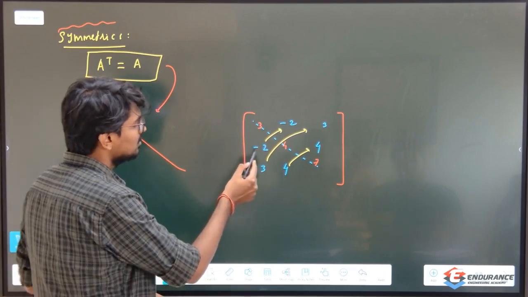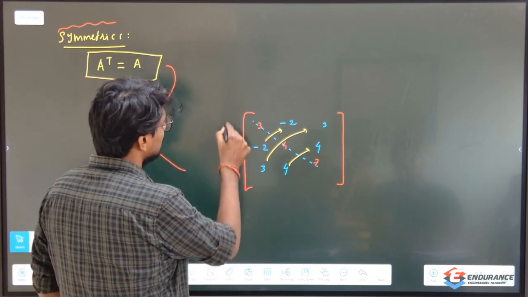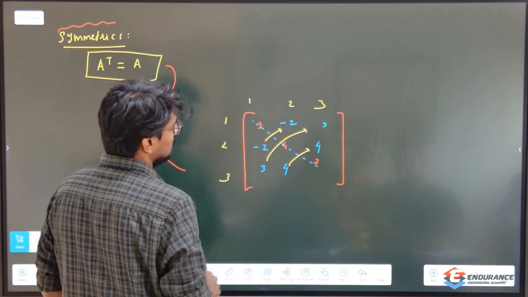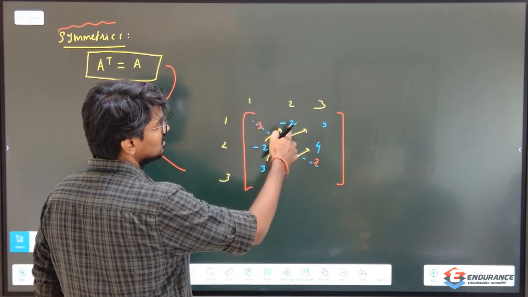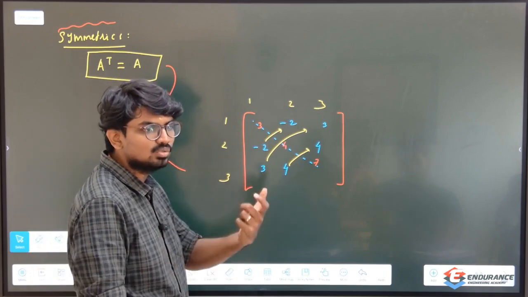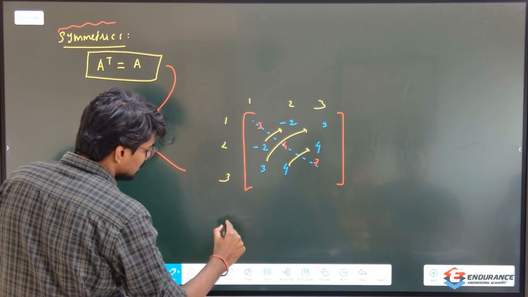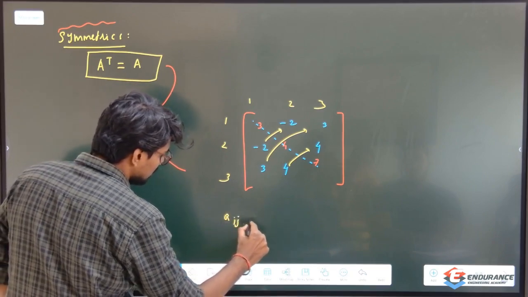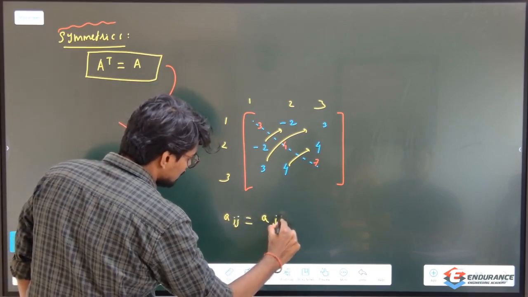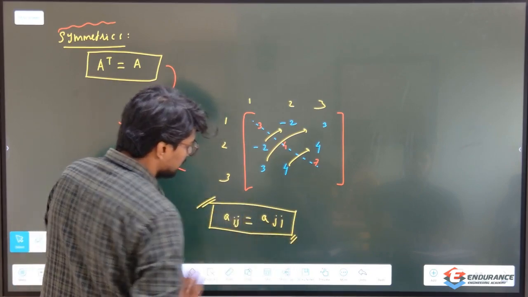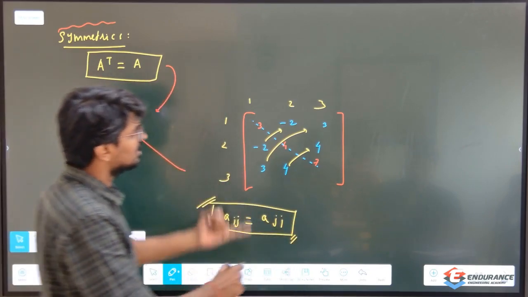Okay, so what is this element? This element, if I represent it as 1, 2, 3, 1, 2, 3, this element is A21. This element is A12. So A21 and A12 should be same. So what is our elementary condition? Aij is equal to Aji. Very, very important condition. Okay, so first, this is my A matrix, right?